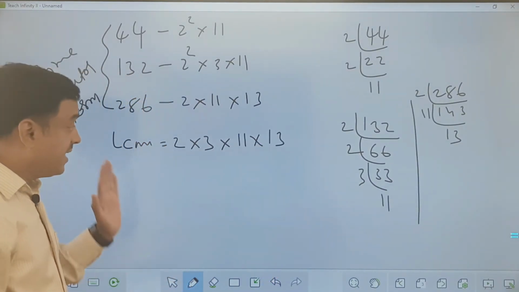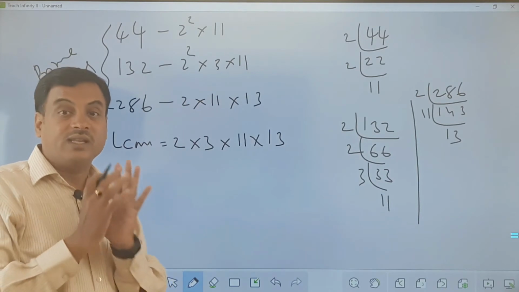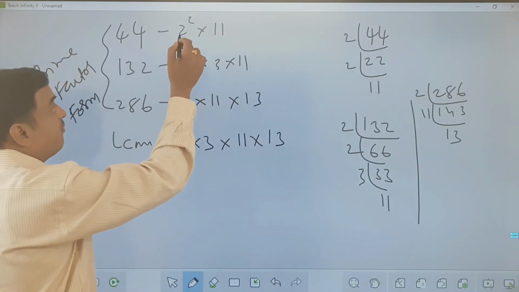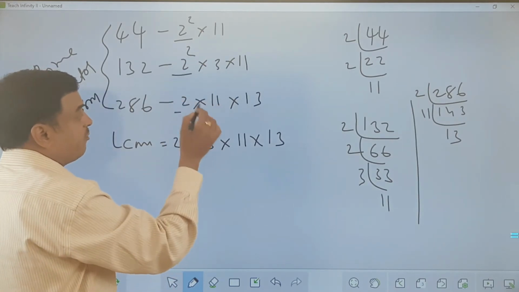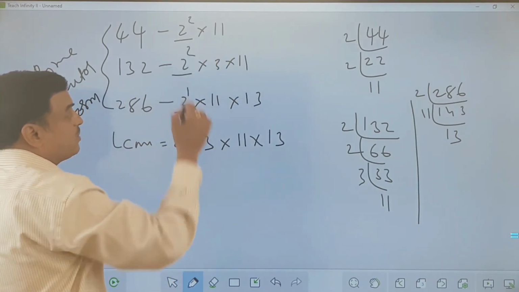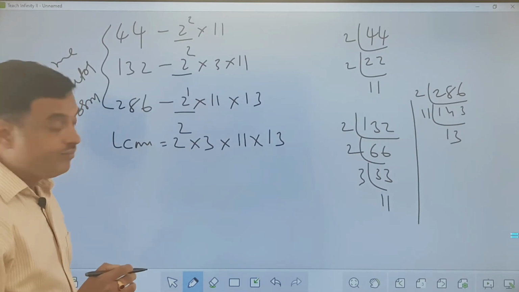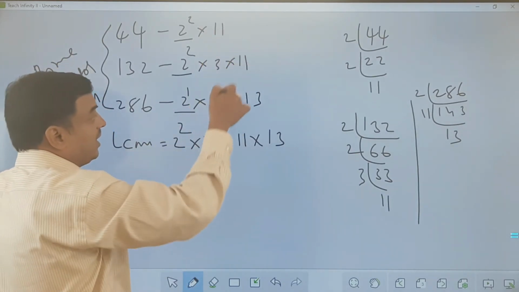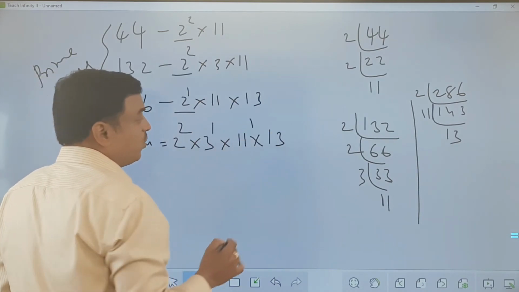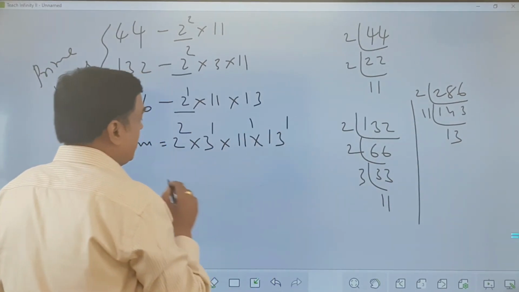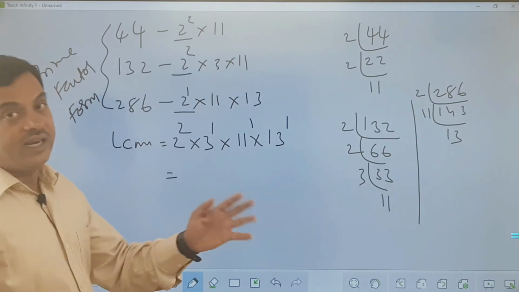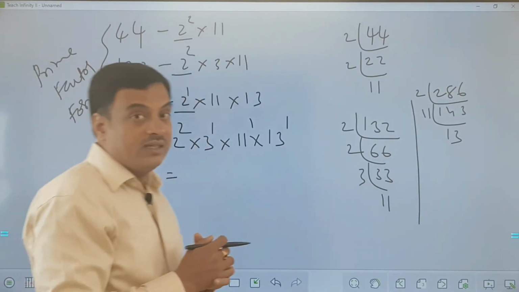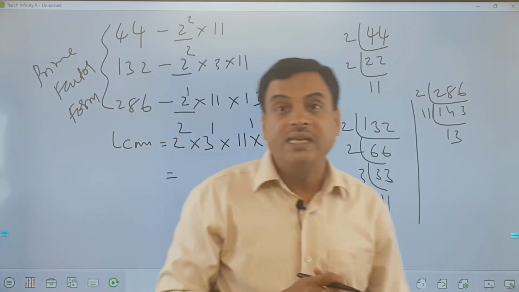What I did, selected first all the bases which are there in the numbers, and now select their highest powers. Like here we have power 2, here we have power 2, here we have power 1. So power 2 is the highest power, I'll take power 2 here. And then 3 power 1, there is only one case of 3. 11, in all three cases power is 1, so I'll take only 1, and 13 is 1. Multiply all these numbers, you'll get the value of LCM for the numbers 44, 132 and 286.